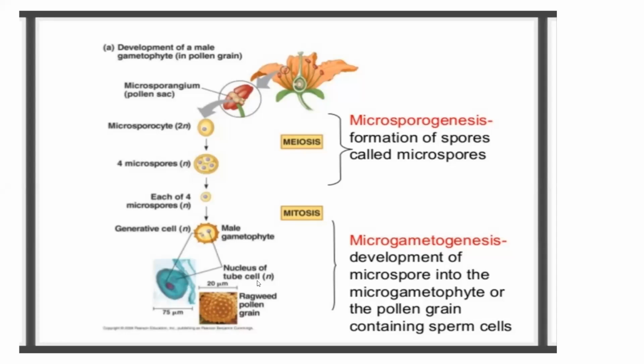This is the nucleus of the tube cell; 2 cells are formed. The nuclei of the generative cell and vegetative cell differ in size. The generative cell is small in size and the tube cell is large in size. So they differ in size, structure, and also in staining qualities. The nucleus of the vegetative cell possesses a prominent nucleus. The cytoplasm of the generative cell is hyaline. I'll take one example, ragweed pollen grain.